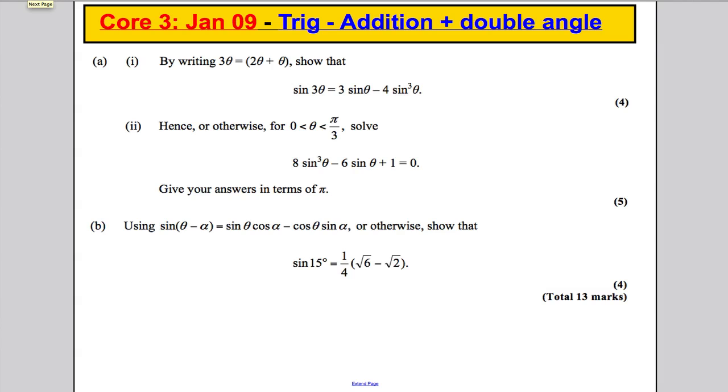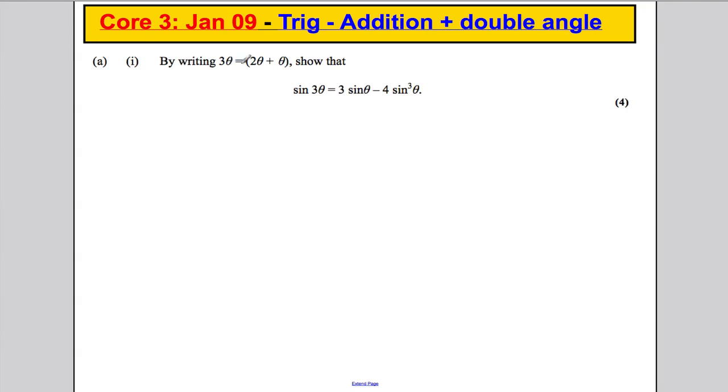Okay, you'll notice this is very similar to the question above. It's using the same ideas. So it says, writing sine 3 theta as sine 2 theta plus theta, show the following. Now you should be able to do this. We've just done this. So we're working out sine 2 theta plus theta, and we're saying that by the addition formula is sine 2 theta cos theta plus cos 2 theta sine theta.